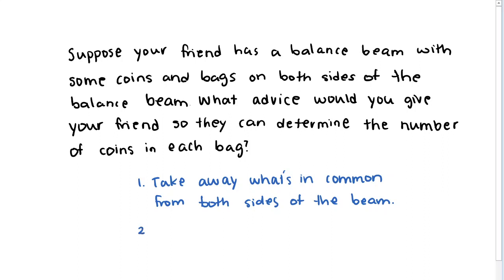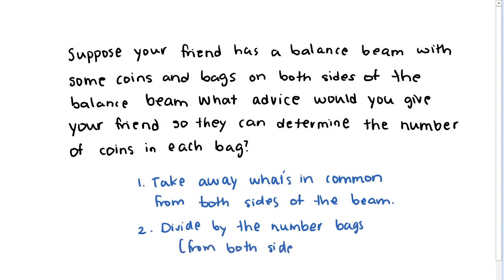if at all. And so the next step would just be to divide by the number of bags from both sides. Right? Earlier in one of the examples we saw that there were 7 bags on one side and 35 coins on the other. We divided both sides by 7 to see that each bag needed to contain 5 coins.